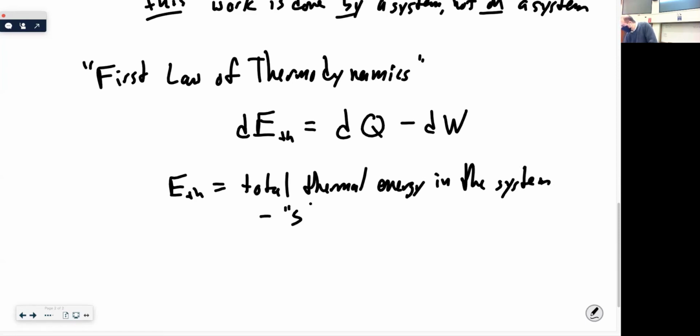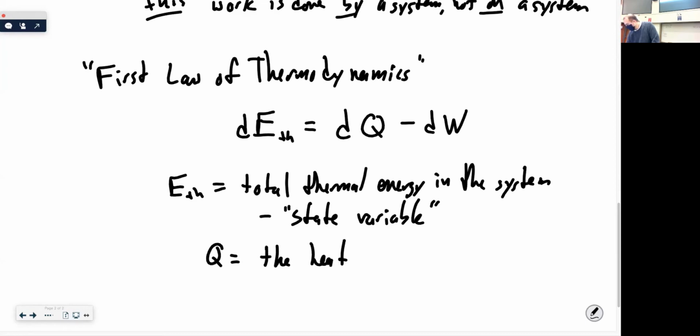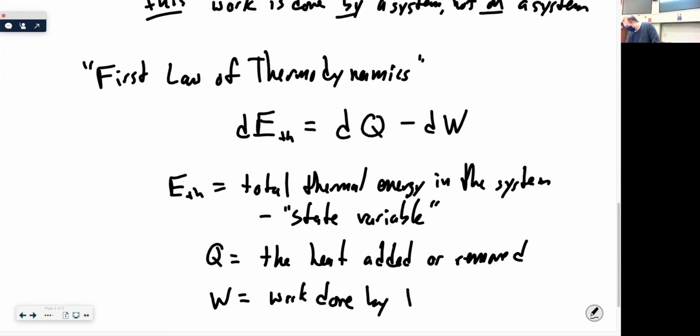This is a state variable. You can talk about a glob of a substance sitting here and talk about its E thermal. You can talk about other state variables like pressure and temperature. It's a measurable quantity of a substance in a particular state. We'll talk more about state variables in a minute. Q is exactly as we defined it before, the heat added or moved. And work is the work done by the system. Are Q and W state variables? Why not?